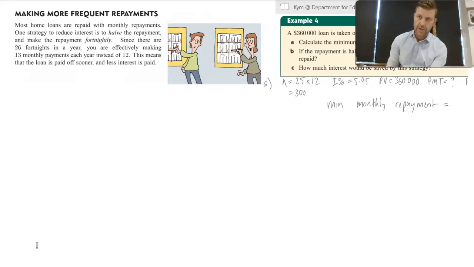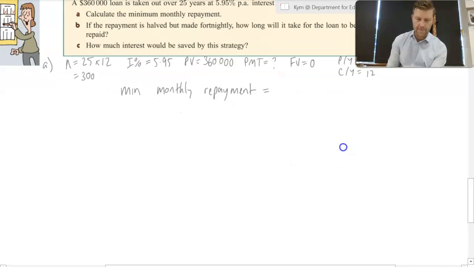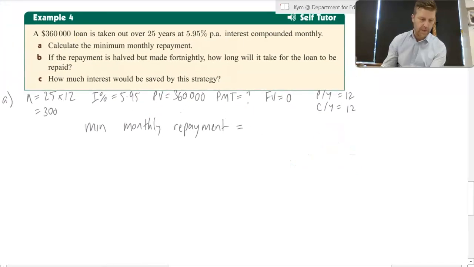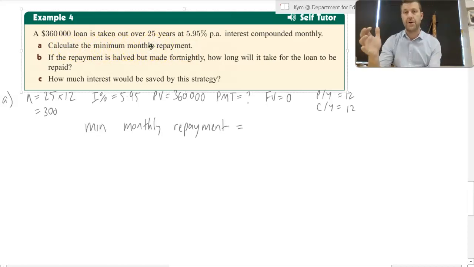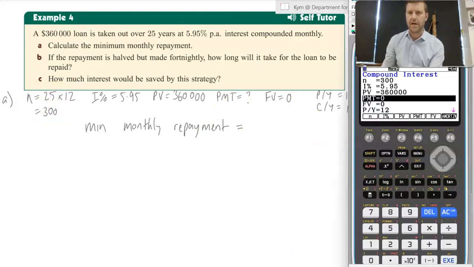I'm going to jump straight into an example here where we have a loan of $360,000 taken out over 25 years at 5.95% with interest being compounded monthly. The first question says to calculate the minimum monthly repayment. Now, we've done this a few times in a few different videos, so to save a bit of time, I've put all those values from that information here so that I can put that straight in my graphics calculator, which again, I've done already.